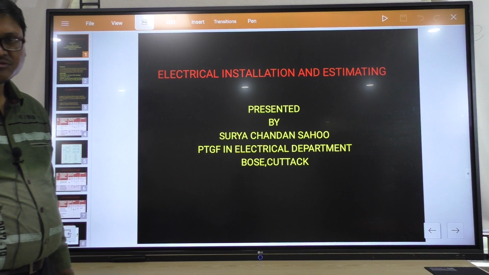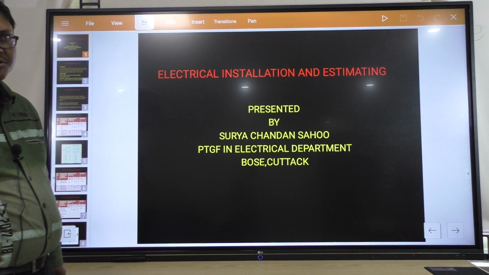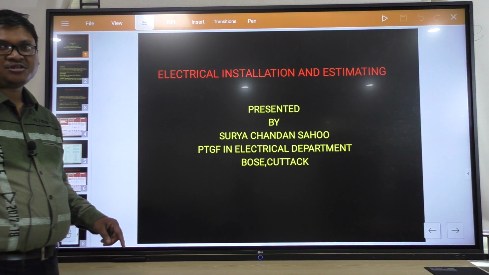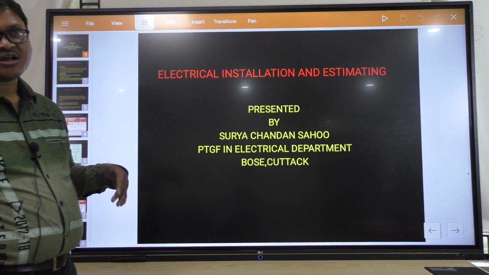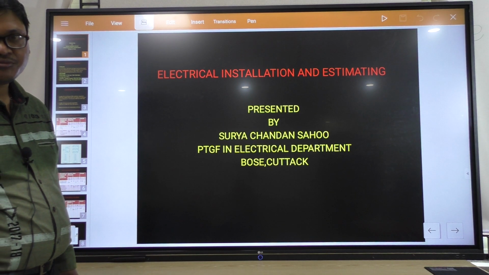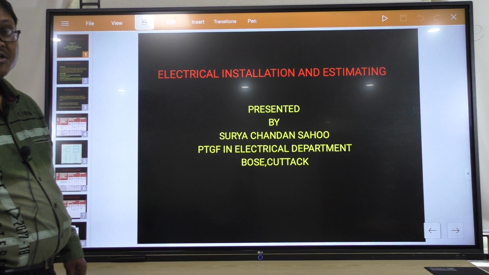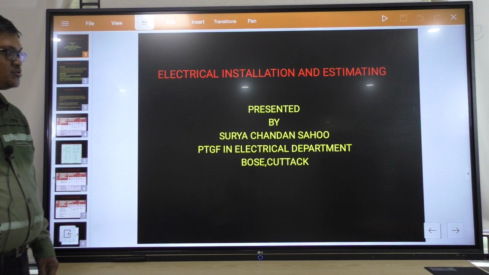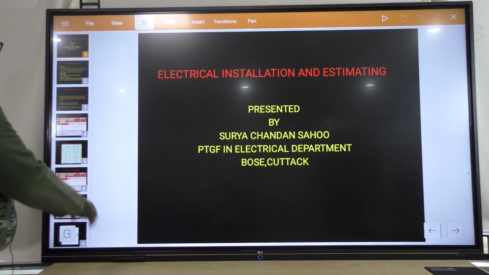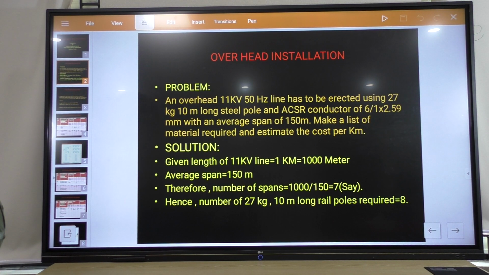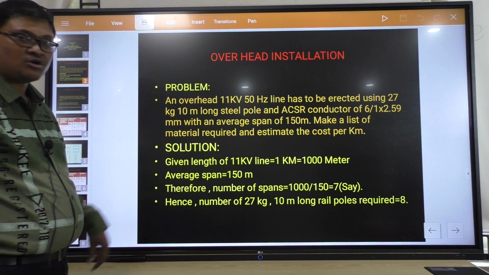In the previous class we discussed LT line installation. LT line installation is for around 440 volt to 11 kV, but above 11 kV the installation is known as HT installation. So, we will discuss HT installation by solving a problem.